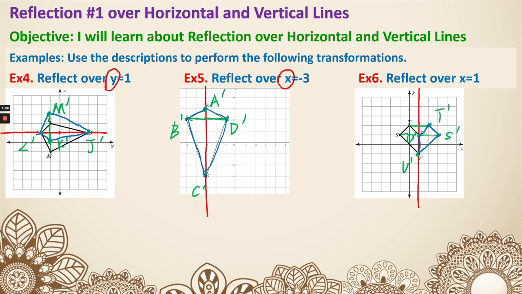So that's example 6. This lesson is fairly easy. We are going to learn how to flip over slanted lines in the next lesson. Now that is everything for the first lesson of reflection. Thank you.